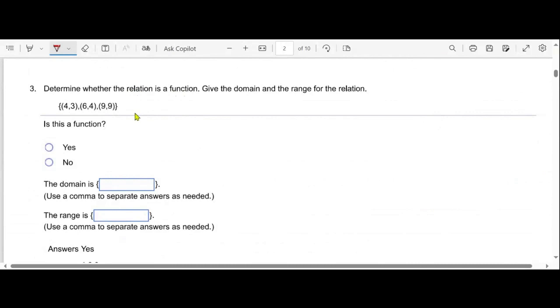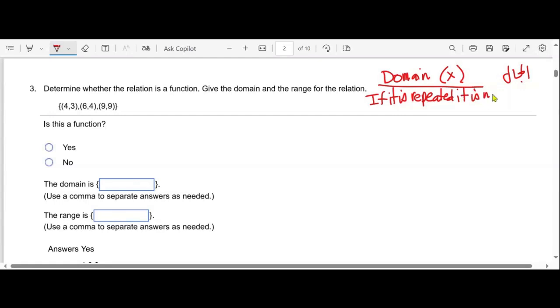Number 3. Determine whether the relation is a function, and find the domain and the range for the relation. Okay, so we know the domain is the x values. Exactly. So he wants the domain. The domain is usually the x value. If an x value is repeated, that means it is not a function. That is the easiest way to get the answer.